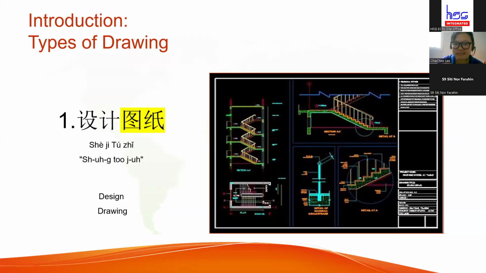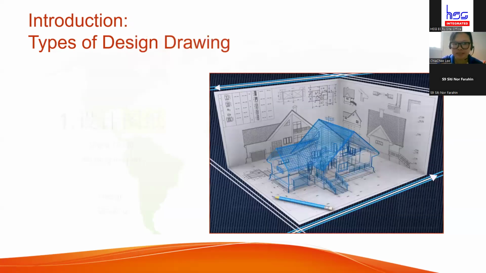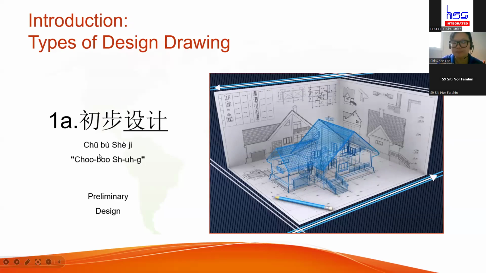So generally, it's all from designers lah. This is what I understand. They have 3 subtypes. So 1A would be the preliminary design, the 初步设计. 初步 itself is preliminary, okay? 设计 is design. So 初步 is first tone and the fourth tone.